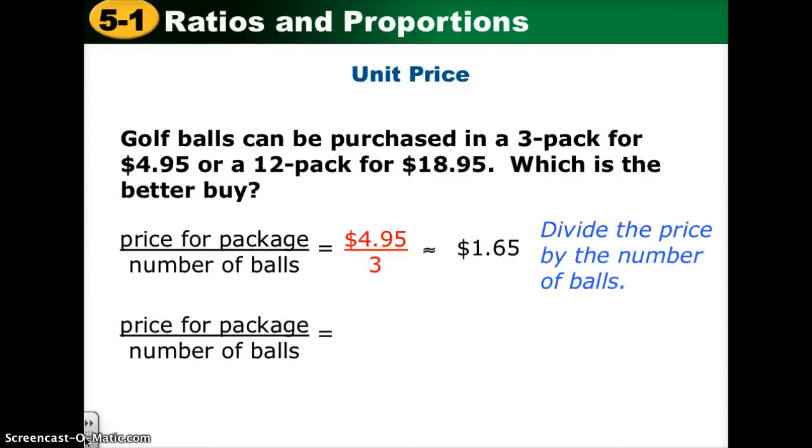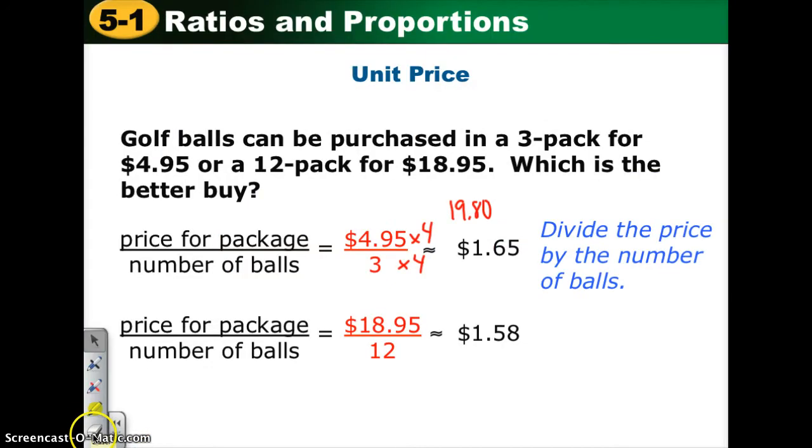If we check the 12-pack, we take the price, $18.95 divided by 12, and it would cost us... So if we're comparing, we could also look at this a second way. If we were to multiply the first fraction by 4, we would see that it would cost us $19.80 for 12 golf balls, which is more than it cost with the 12-pack. So no matter which way you look at it, as long as you're comparing the same unit in the denominator, you can compare the prices.